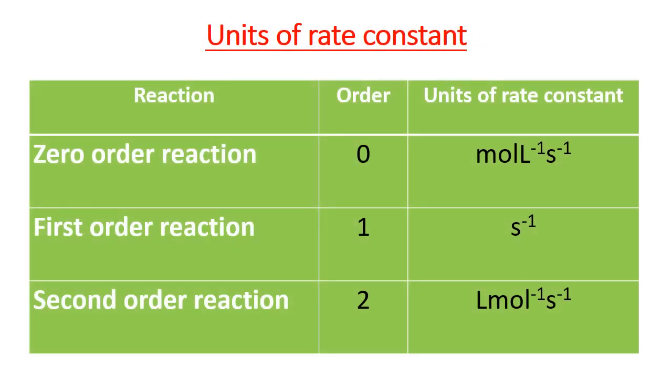Let us know about units of rate constant. For a zero order reaction, order is 0. Unit of rate constant is mole per liter per second. For first order reaction, order is 1 and unit of rate constant is per second. For second order reaction, order is 2. Unit of rate constant is liter per mole per second.